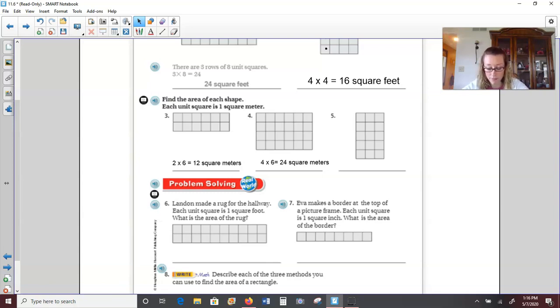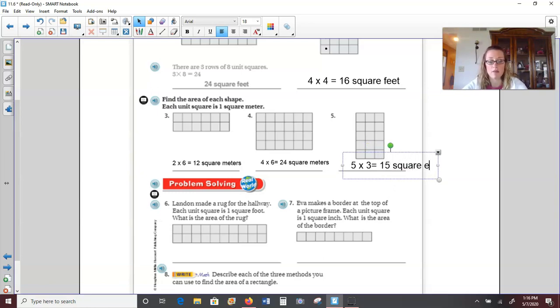All right, so number 5, we've got 1, 2, 3, 4, 5 rows times how many are in each row? Sir Liam, there are 3 in each row. I agree. And 5 times 3 is 15. Toss your label on there. Square meters. 15 square meters.